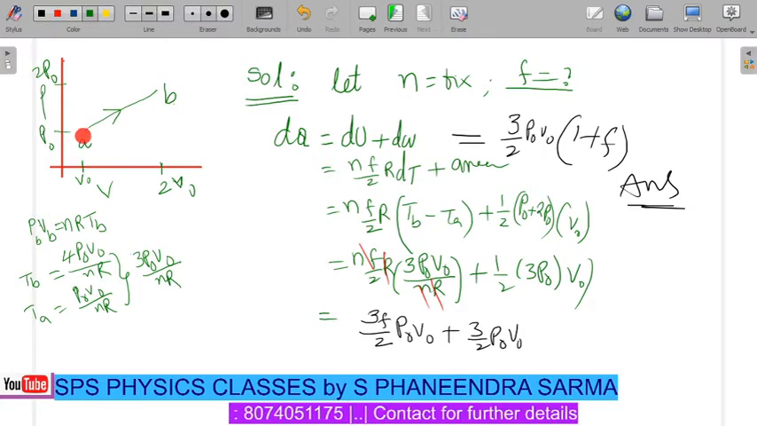This will form something like a trapezium. Look at it carefully. This forms a kind of trapezium. Take the average of the first side and second side, and the gap between the parallel sides is given by V_0. Upon calculation, we get 3 by 2 P_0 V_0 times (1 plus F). This is the final answer for this particular case.